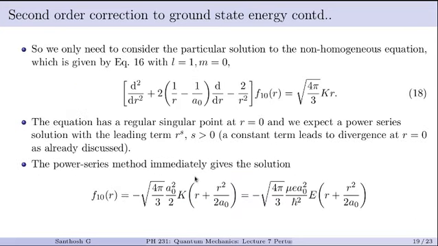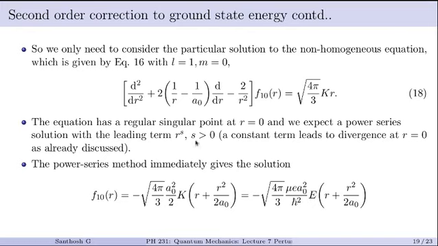Okay, so now we concentrate on the non-homogeneous part, which has a non-zero solution only for L equal to 1 and M equal to 0. That equation is given by equation 18, a second order differential equation, and it has a regular singular point at r equal to 0, and therefore we can construct a power series solution with a leading term given by r to the power s with s greater than 0.